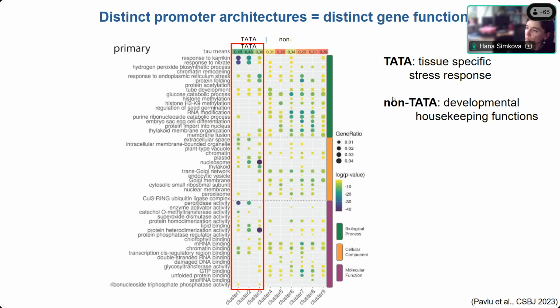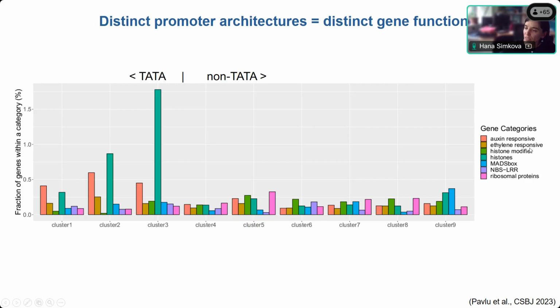We also looked at some specific gene groups that we pulled down from the barley genome GO term annotation. And looking at these, we found also interesting groups which are biased towards TATA box promoter initiation, which was the hormone responsive genes, which are driven by TATA box. Also histones. We think these are tissue-specific histone variants, most likely. But non-TATA promoters drive rather MADS-box genes, which is developmental, but also ribosomal proteins, which perform housekeeping functions. So it added up on our conclusions about these gene functions.